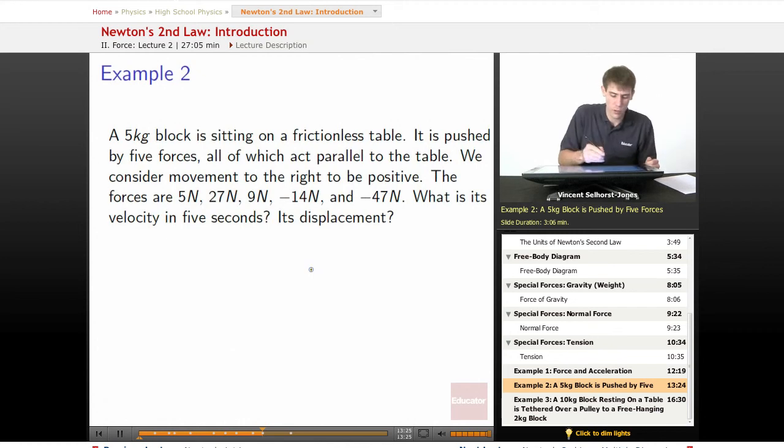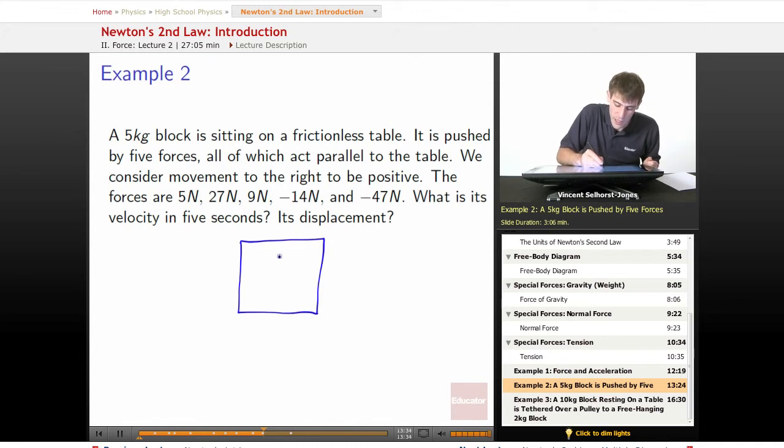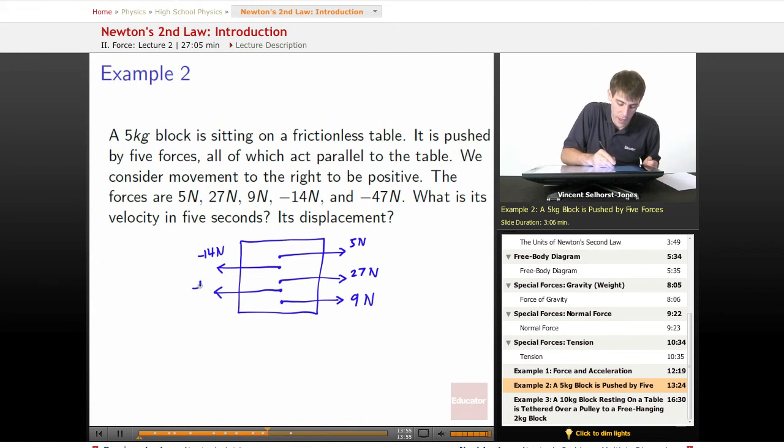Number 2. Very similar to our last example, but this time we've got the block and it's got a bunch of forces acting on it. So we've got 3 forces acting to the right. Those forces are 5 newtons, 27 newtons, and 9 newtons. And to the left, we've got 2 forces, negative 14 newtons and negative 47 newtons.